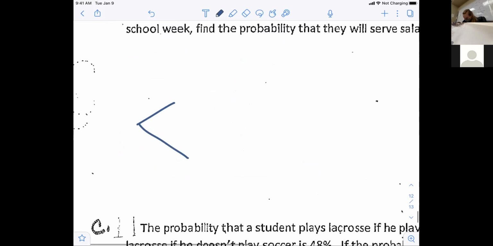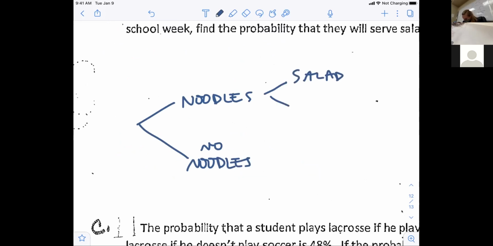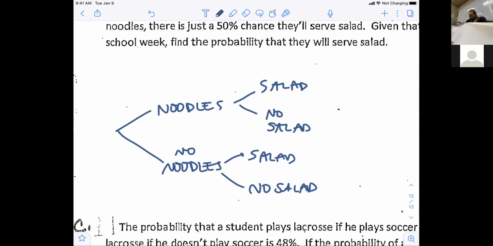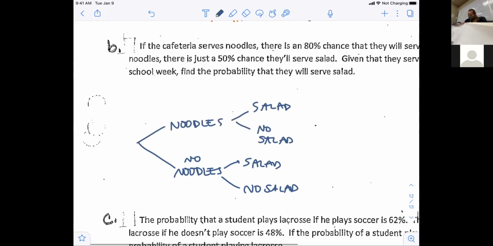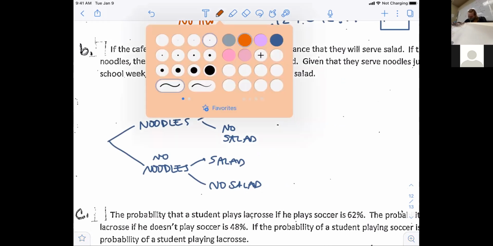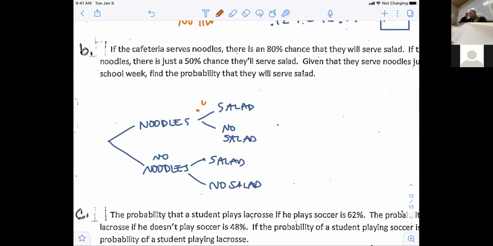So I'm going to make a little tree. It's going to go noodles, no noodles, and it's going to go salad, no salad, salad, no salad. All right, let's fill it in. If they serve noodles, then there's an 80% chance they'll serve salad. So right here, I followed noodles, I went to salad, 0.8. What's the percentage that they'll serve noodles and no salad?